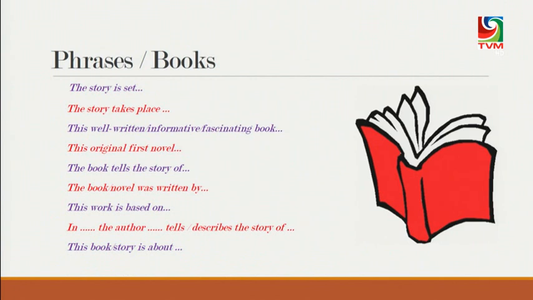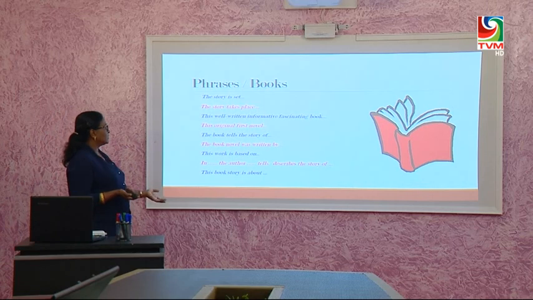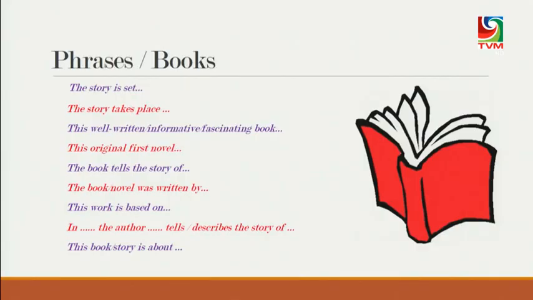And in case you are writing about the book, the story is set, or the story took place, when it took place. All this, where it took place or where that situation is, all those things you can give. The original first novel, maybe that is the first novel that has come, so you can write about that. Then the book tells the story of. So, these phrases will help you, which will make your writing easy. This is about the first paragraph.